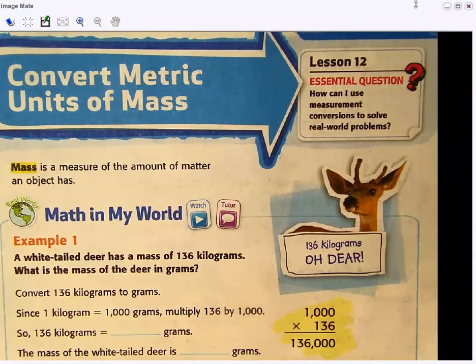Hey, fifth grade friends. This is a continuation of Thursday's lesson. So now we are converting metric units of mass. Remember, mass is a measure of the amount of matter an object has.